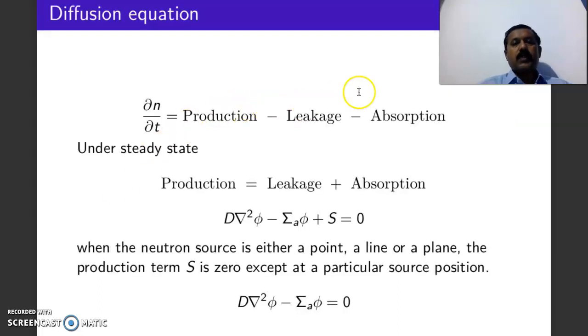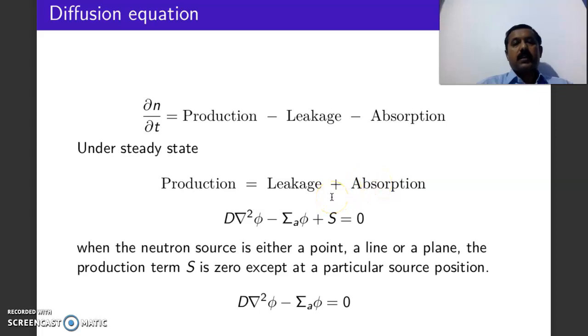This is the diffusion equation that we discussed in the last lecture. ∂n/∂t will be equal to production minus leakage minus absorption. This n is the neutron density. That is, the time rate of change of neutron density is given by the right hand side. Under steady state, that means if n is constant with respect to time, then the left hand side becomes 0, and then rearranging the right hand side, we can write production is equal to leakage plus absorption.